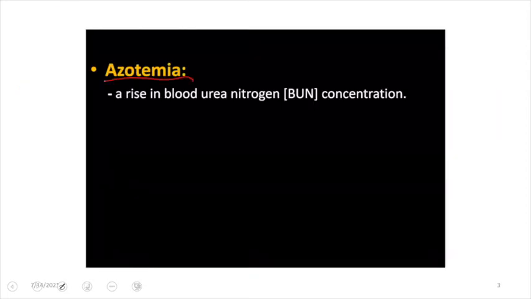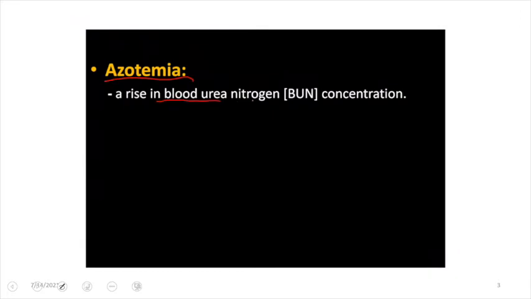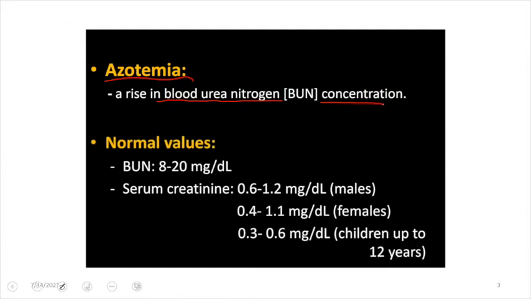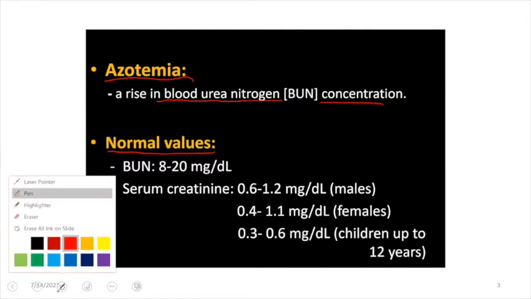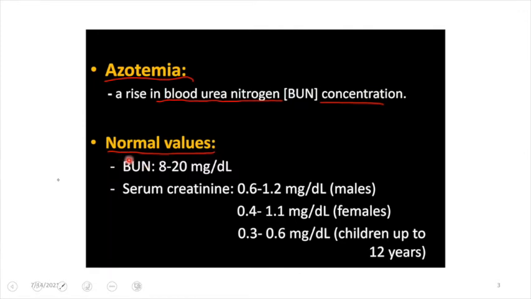As I've already said, azotemia means there is a rise in blood urea nitrogen, and along with that there is a rise in creatinine as well. So we should know the normal values of blood urea nitrogen and creatinine. The normal value of blood urea nitrogen is about 8 to 20 mg per deciliter. It means that in 100 ml of blood you will find 8 to 20 mg of blood urea nitrogen.